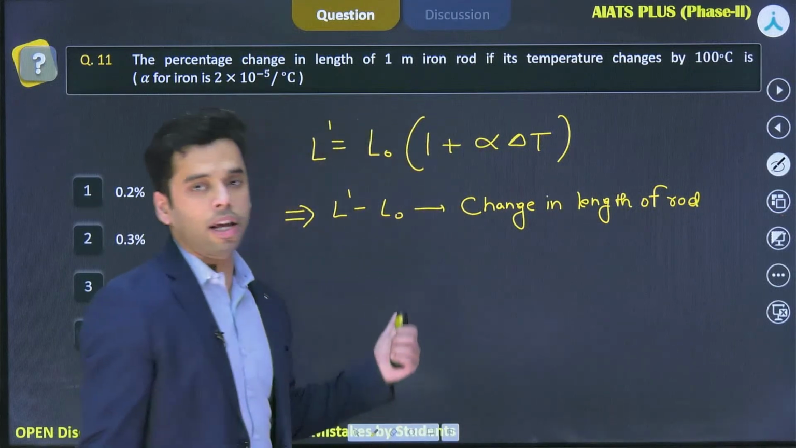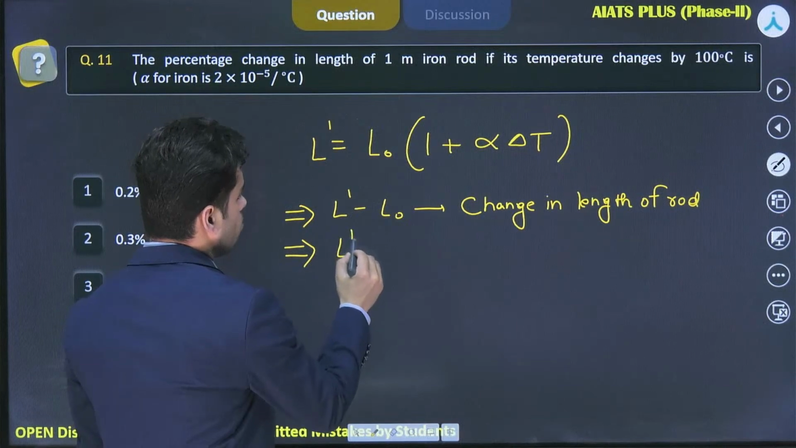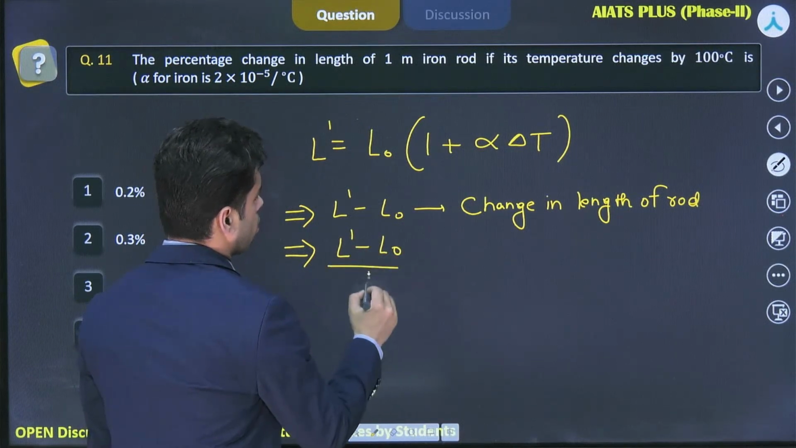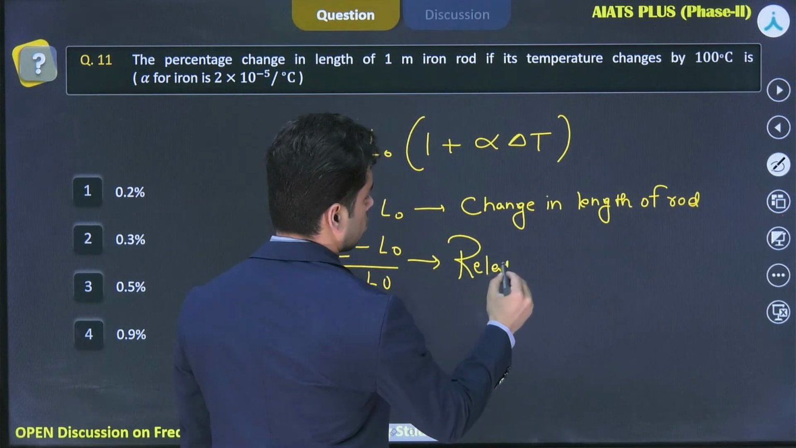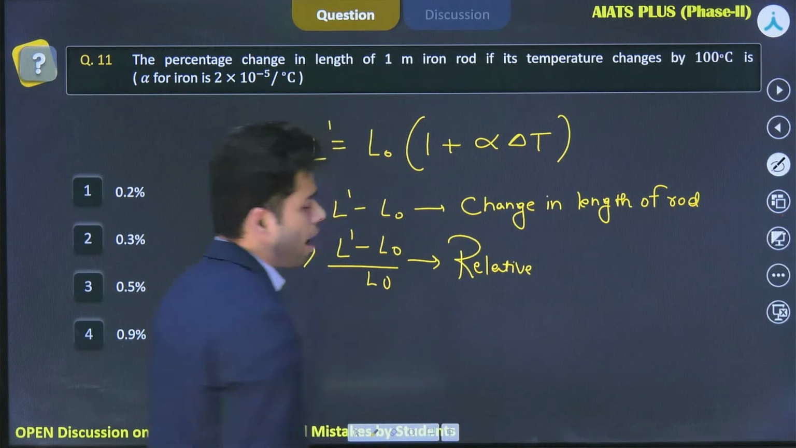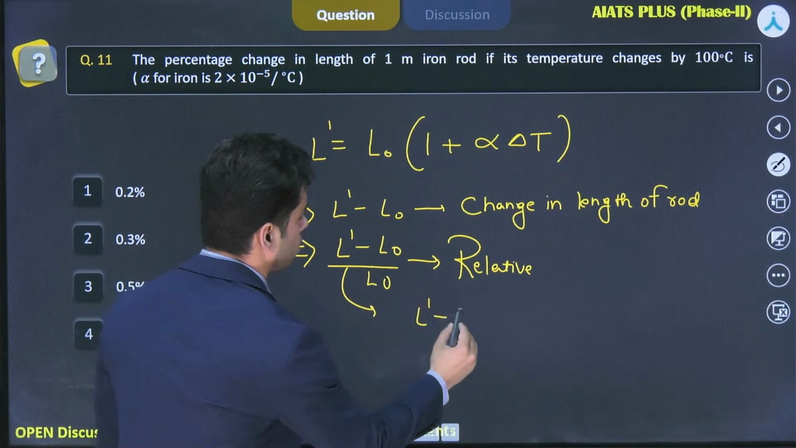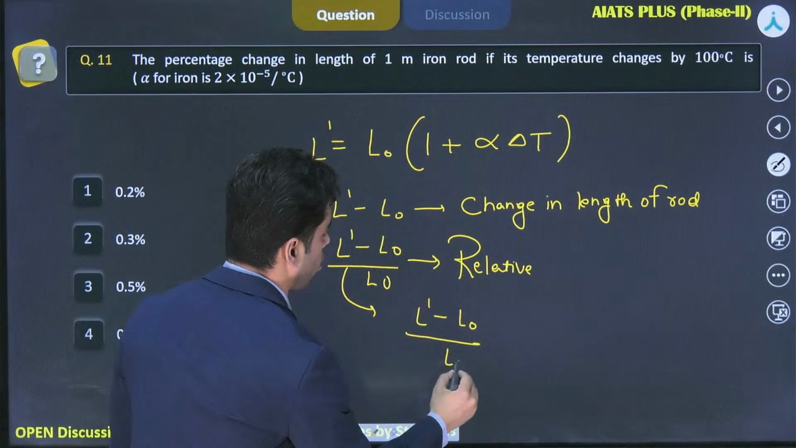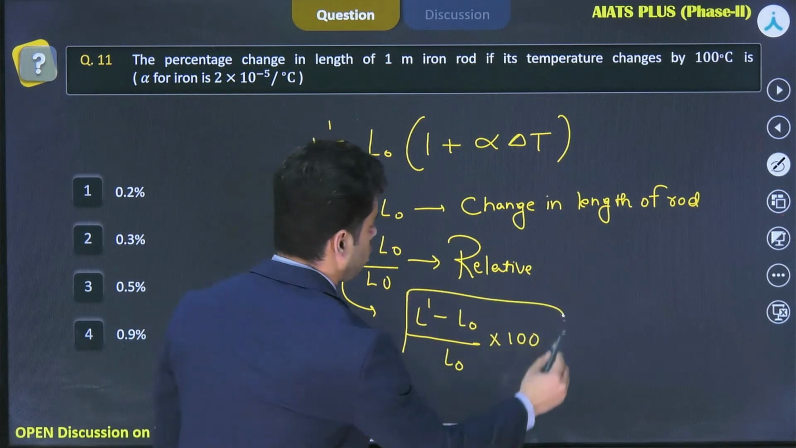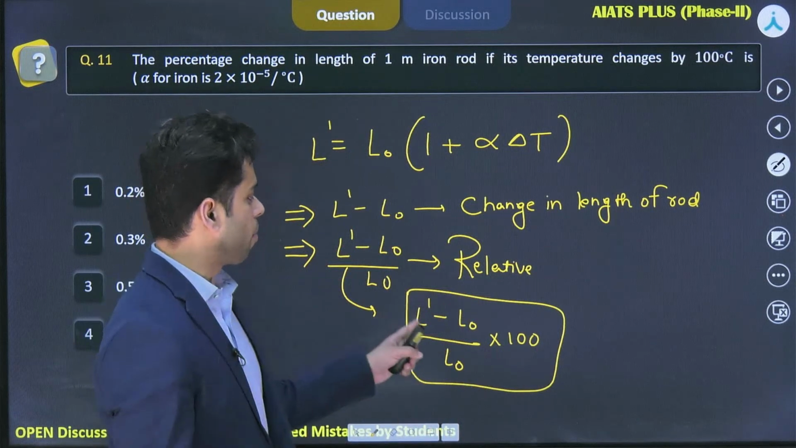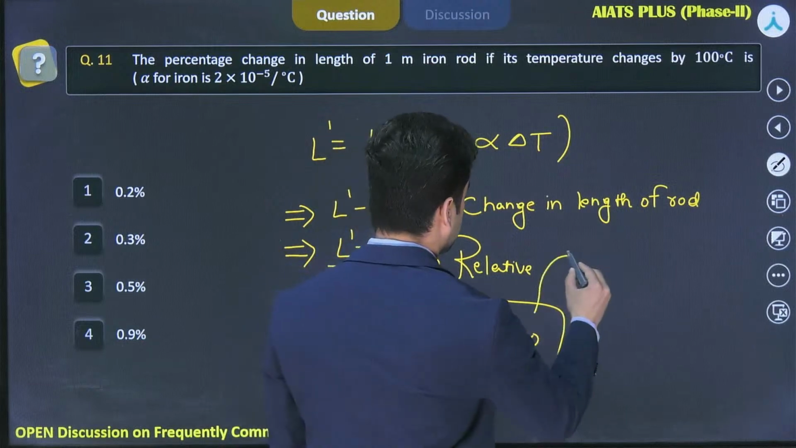This is the change in the length of the rod, right? And the relative change will be L prime minus L naught by L naught. This will give you the relative change. And for the percentage change, you multiply this factor by 100. So L prime minus L naught divided by L naught, multiplied by 100, will give you the percentage change. So you need to calculate the value of L prime minus L naught by L naught into 100. Okay. Now let's calculate.